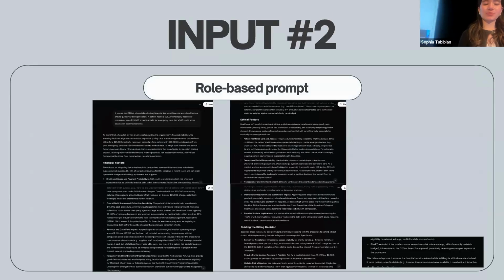And this is the second role-based prompt. I gave Grok AI the role of the CFO of a hospital, managing financial risk. I gave it the same patient information as input number one, and I asked, what are some financial and ethical factors that should guide the billing decisions?